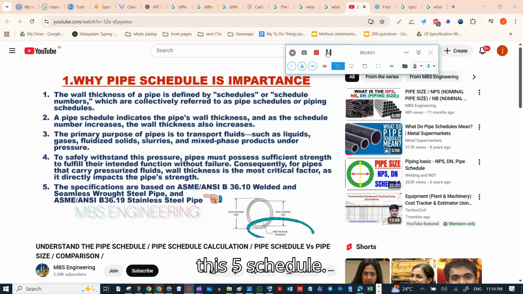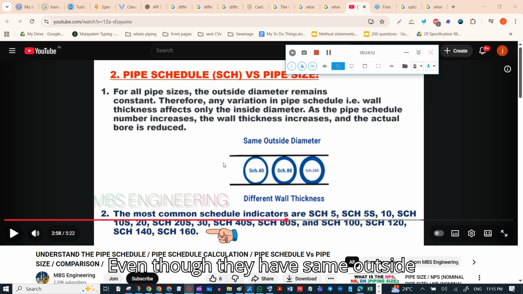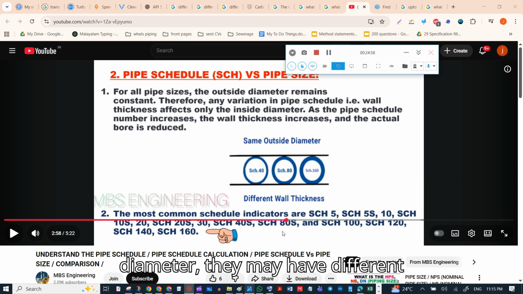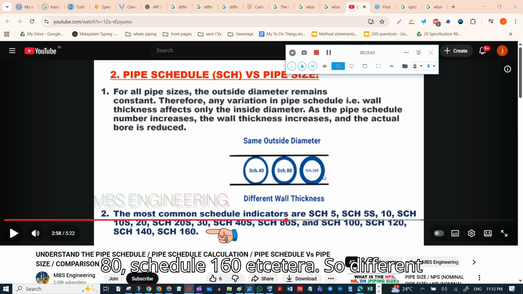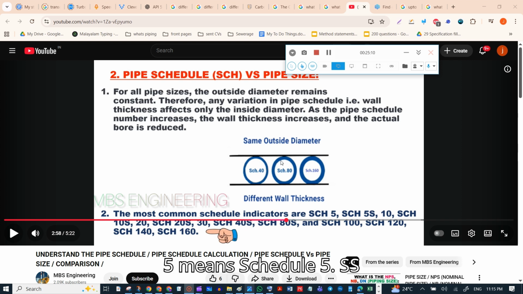So for this pipe schedule, even though they have the same outside diameter, they may have different schedule numbers: schedule 40, schedule 80, schedule 160, etc. So different wall thickness, but the outside diameter remains the same. Schedule 5 means schedule 5S. This S means stainless steel. So schedule 10S, 20, 20S, 30, 40S, 80S, schedule 100, schedule 120, 140 and 160.